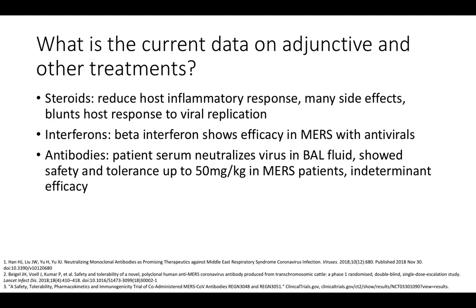There's also been data on antibodies. It's been shown that patient serum neutralizes virus in bronchoalveolar lavage fluid. The patient serum is the portion of the blood where antibodies are present, and this is able to neutralize the virus. It's also shown safety and tolerance of up to 50 milligrams per kilogram in MERS patients. Efficacy is indeterminate for SARS-CoV-2, or the current coronavirus infection.